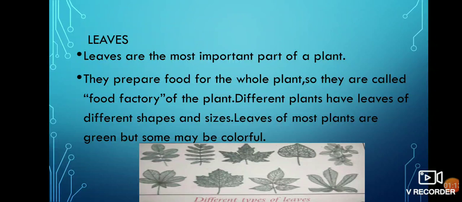Different plants have leaves of different shapes and sizes. Leaves of most plants are green, but there are some leaves which may be colorful, which are used to decorate our house. Example, croton. Here you can see many leaves. They have different shapes, they have different edges. There are many leaves on one branch.